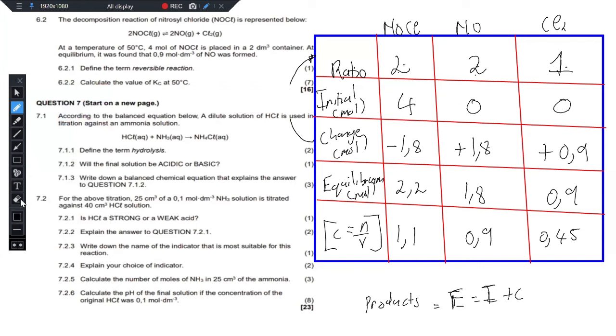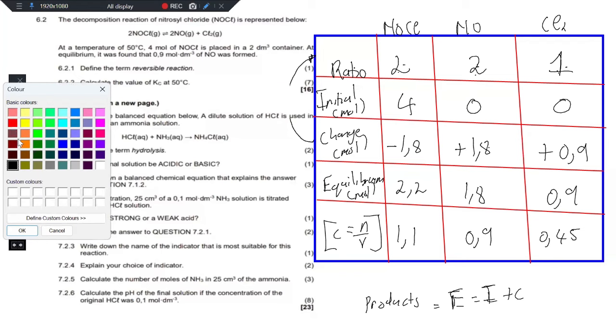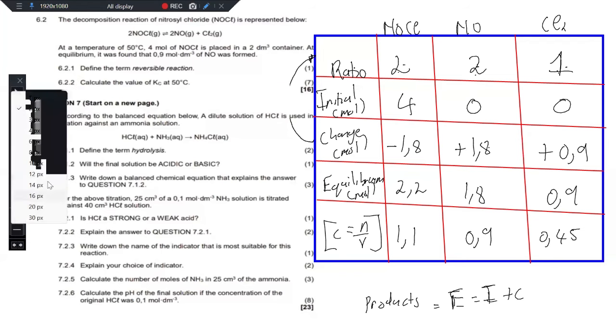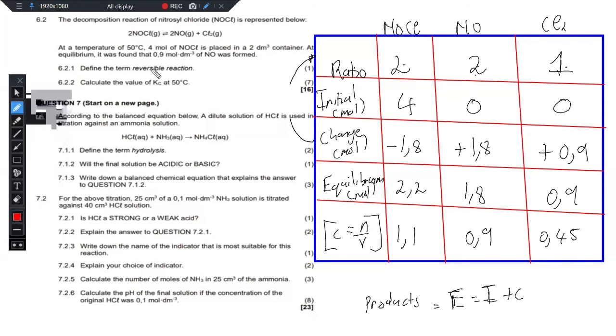So our Kc should be the products over the reactants. Products are your Cl2 and also your NO. But remember, what you have as a ratio now becomes an exponent. Over the reactants, that's your NOCl. And what you have as a ratio now becomes an exponent.